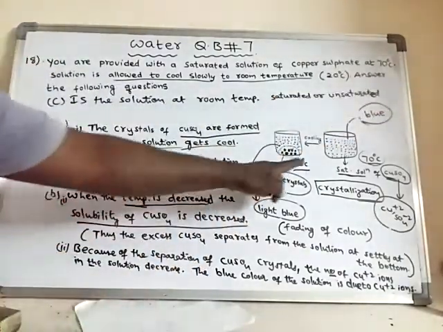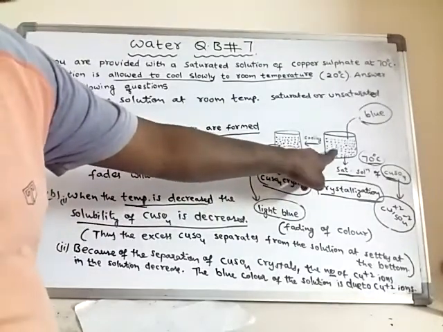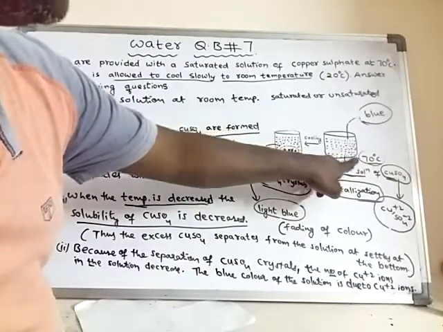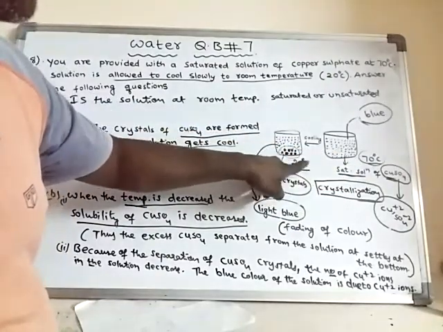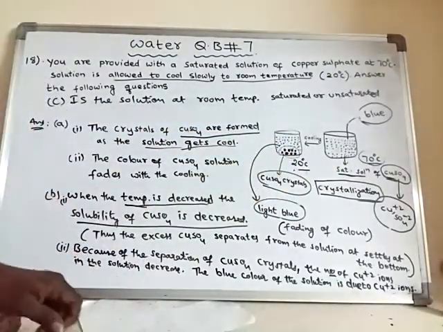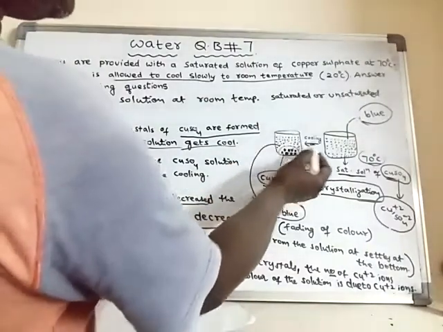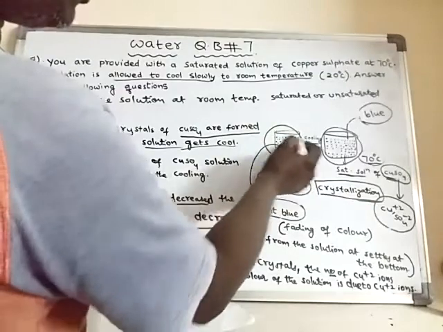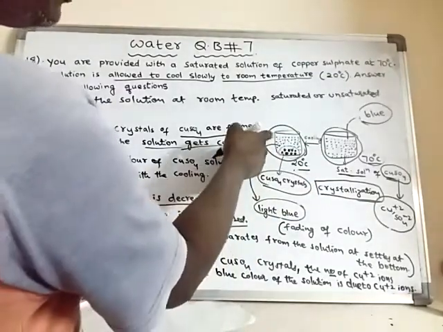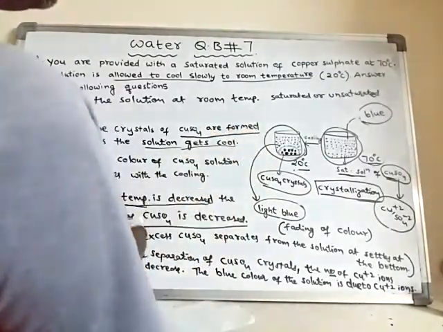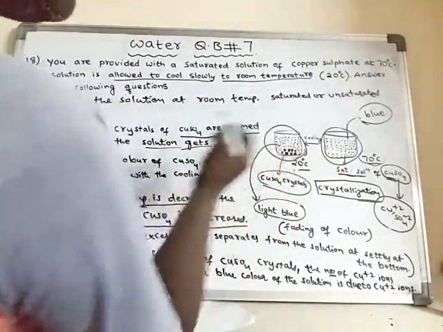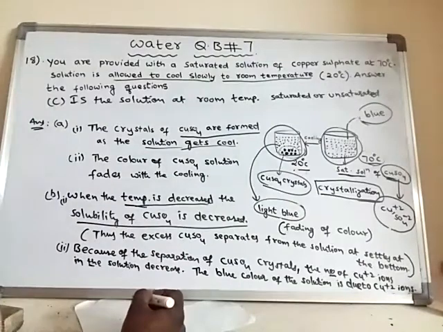So already it is a saturated solution at 70 degrees centigrade, when it is cooled to room temperature, 20 degrees centigrade. Now the question is whether it is saturated or unsaturated. Remember that a saturated solution, when it is cooled, becomes unsaturated solution.